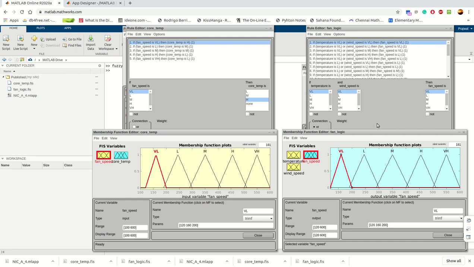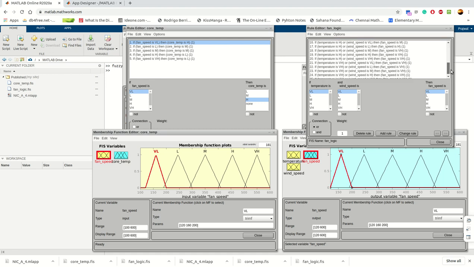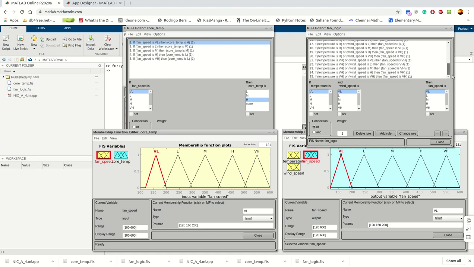After creating this I have created the Mamdani fuzzy logic, using OR connection. This contains 25 rules for the logic. These are the 25 rules. After completing this, when we input temperature and wind speed, we get a fan speed using this logic. And now I've used this fan speed to calculate the core temperature.